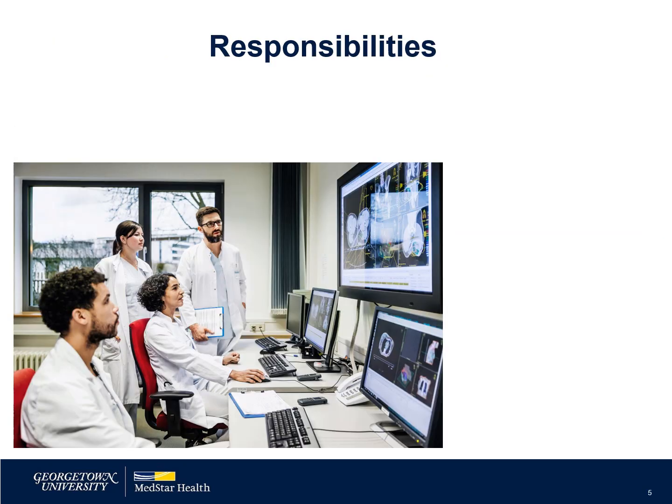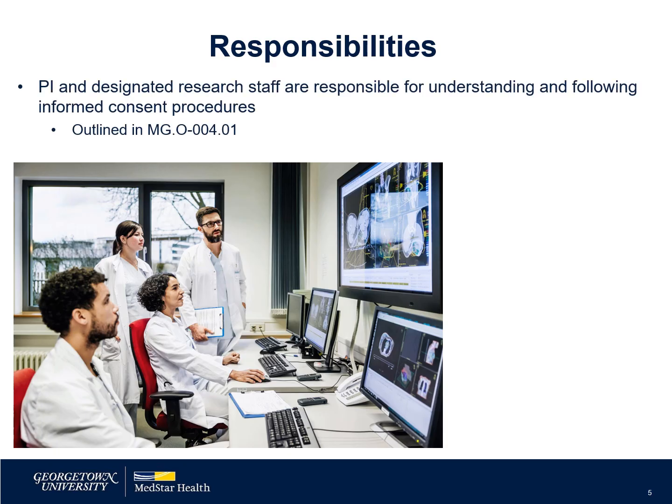Informed consent is a key element of research with human subjects. As such, it is important to identify those who are responsible for the process's correct implementation. The principal investigator and designated research staff are responsible for understanding and following the basic tenets and regulations regarding informed consent as outlined in Procedure MG-O-004.01. If you have not yet viewed this procedure, it is highly encouraged for you to please review informed consent process and documentation before continuing this procedure.